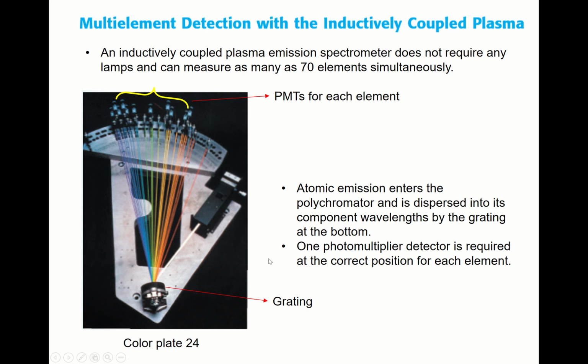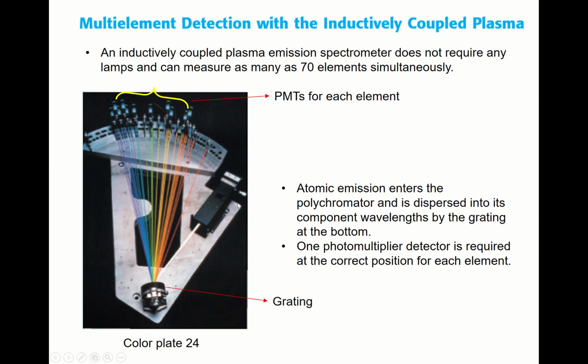Okay, now let's consider multi-element detection with inductively coupled plasma. This technique, ICP, is a very powerful technique for detecting elements. Now we can detect many elements simultaneously. How? Look at this figure. This is from color plate 24 of your textbook.